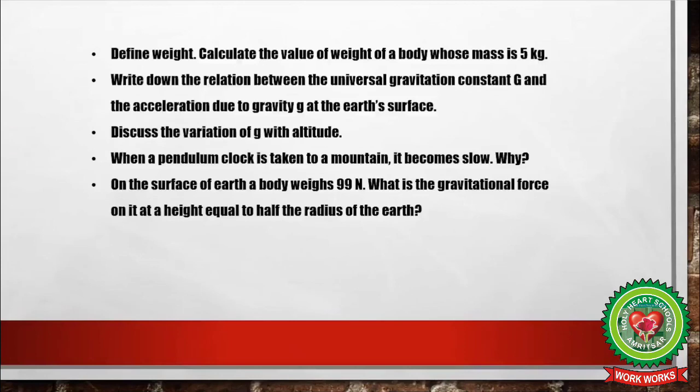Next one is, when a pendulum clock is taken to a mountain, it becomes slow. Why? Here I am going to give you a hint that you have to use the relation for the time period of a simple pendulum, T = 2π√(L/g). After taking that relation, you are able to answer this question also. And the last one is the numerical. On the surface of Earth, a body weighs 99 Newton. What is the gravitational force on it at a height equal to half the radius of the Earth?